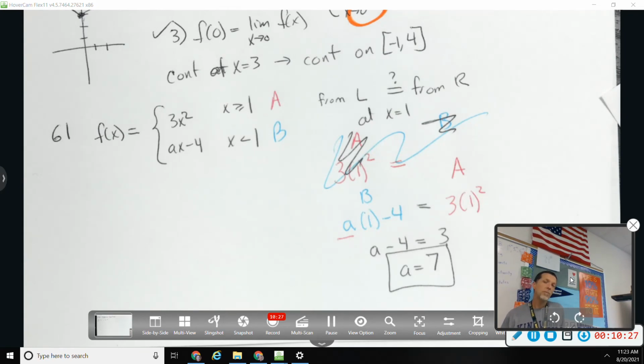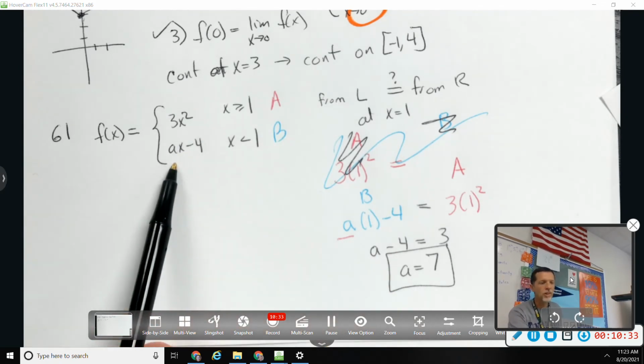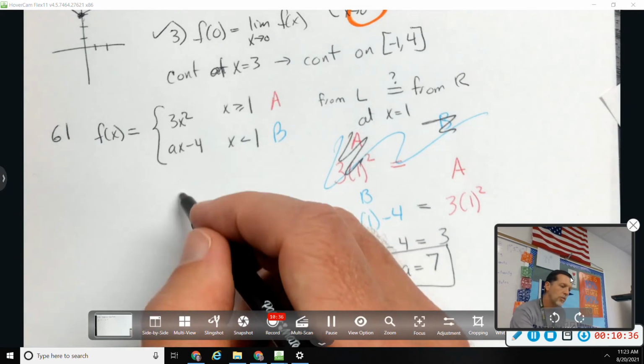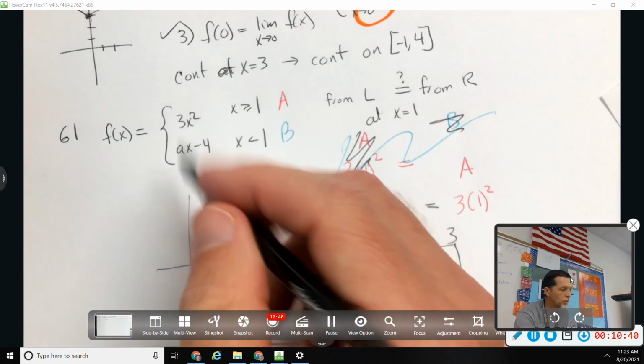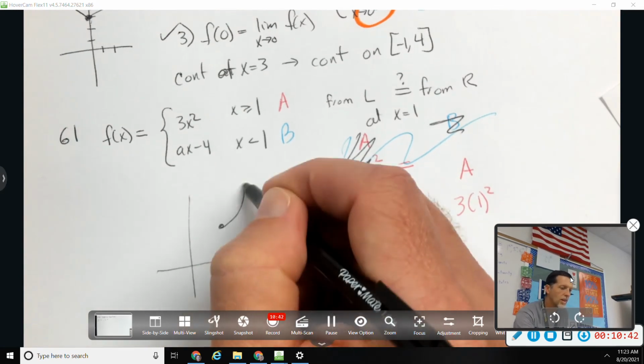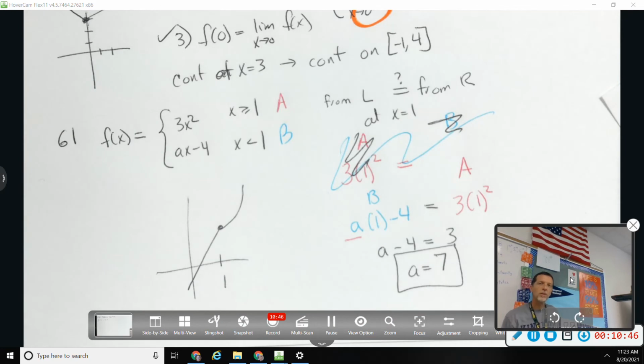The computation part is really simple, but knowing how to set it up, set these two things equal to each other at 1, that means you're forcing them at 1 to come to the same spot. I don't know what this looks like, but parabola on one side and the line at the other, you're forcing them to match up so that it is continuous.